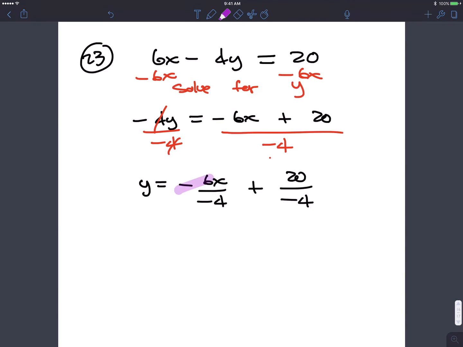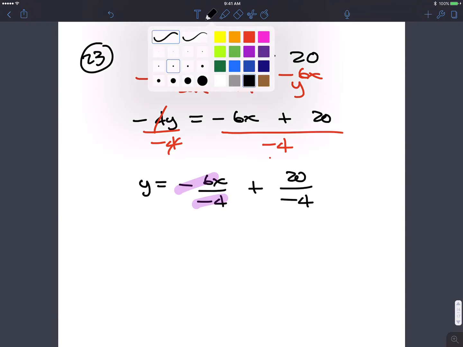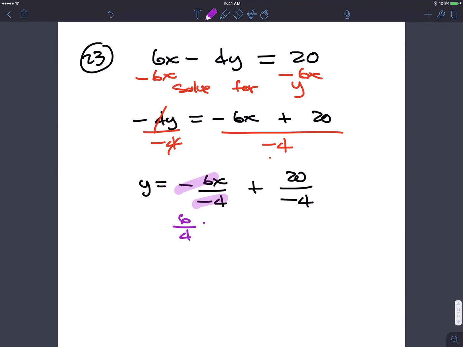So here's what we're going to focus on now. Negative 6x over negative 4. So let's notice that a negative divided by a negative is a positive. So this number is going to be positive 6/4 x plus, if we look at this as positive divided by a negative, giving us a negative, 20 divided by negative 4 is negative 5. I'm now going to simplify the fraction 6/4. 6/4 is written as 3 times 2 over 2 times 2. And we get 3 halves. Here's what we get. Y is 3 halves x minus 5.